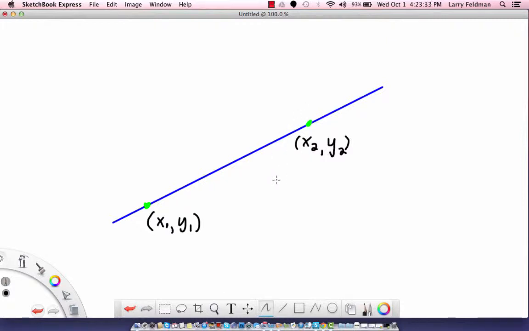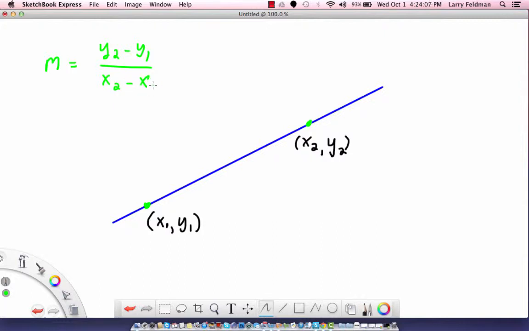Going back to your algebra days, let's say we have a line or a line segment like I have on the screen, shown in blue, and I have 2 points in green. The first point is x1 comma y1, and the second point is x2 comma y2. And you may recall that slope, which is indicated with the letter m, is y2 minus y1 over x2 minus x1.